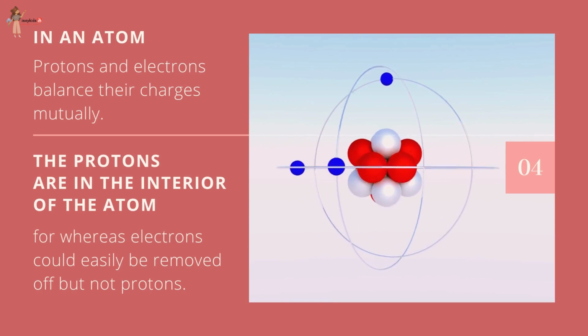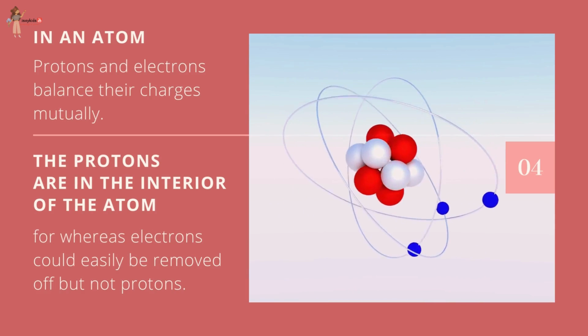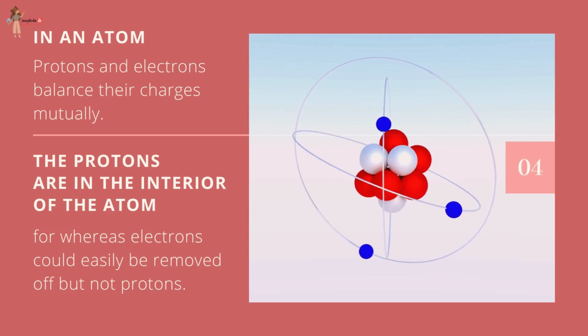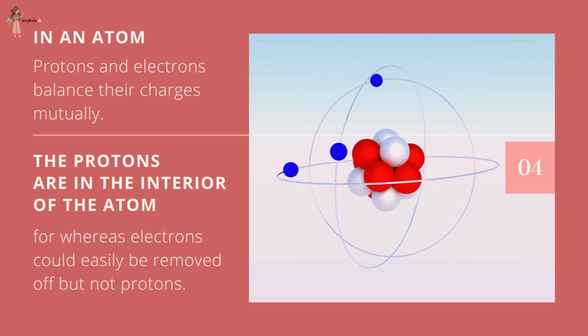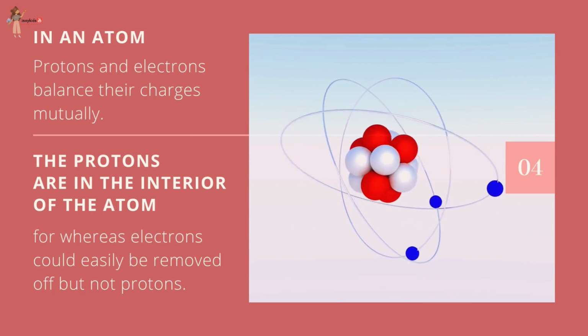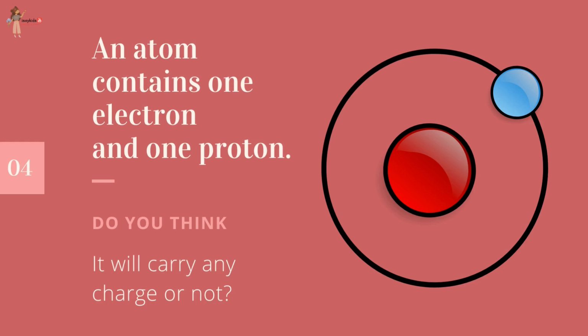It seemed that an atom was composed of protons and electrons, mutually balancing their charges. It also appeared that the protons were in the interior of the atom, for whereas electrons could easily be removed, protons could not. Now, let's discuss a scenario where an atom contains one electron and one proton.